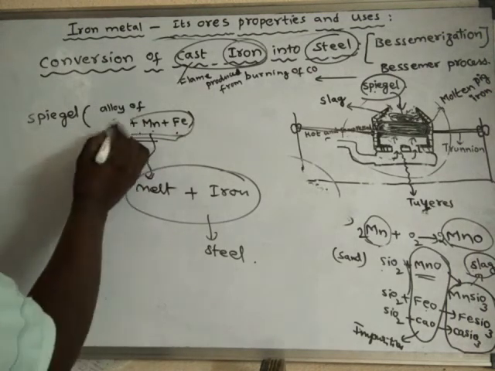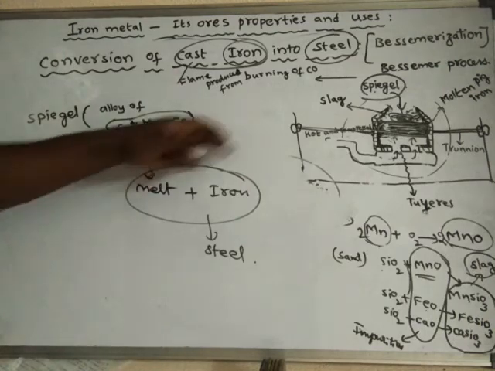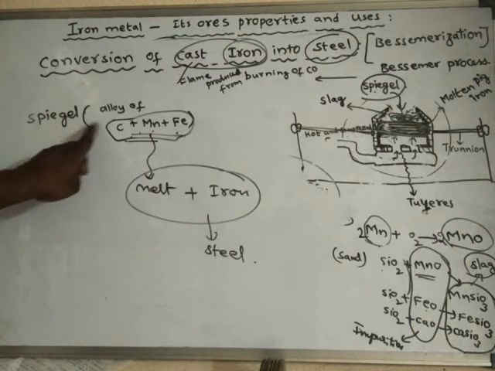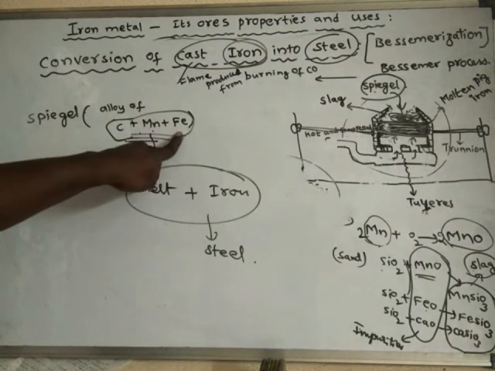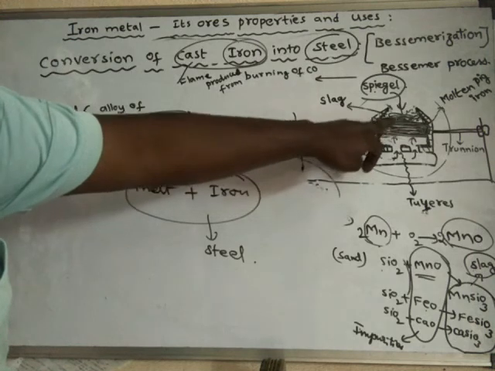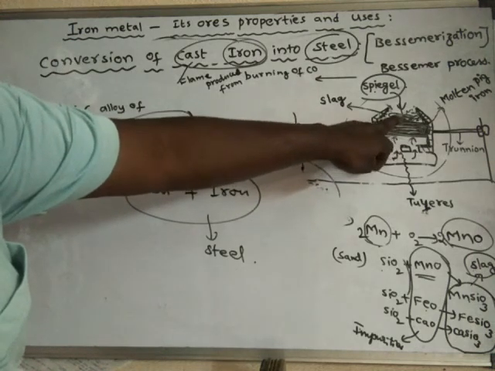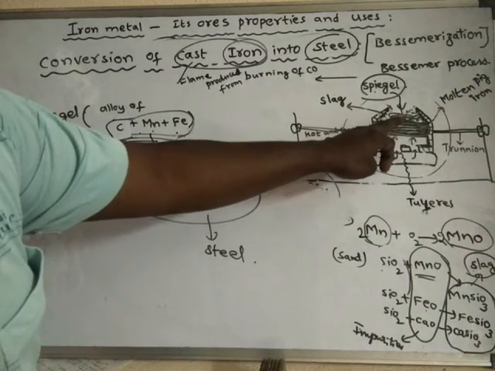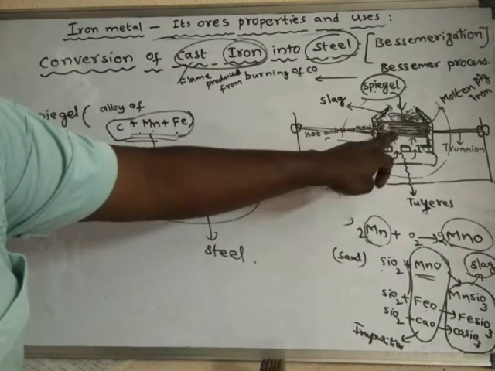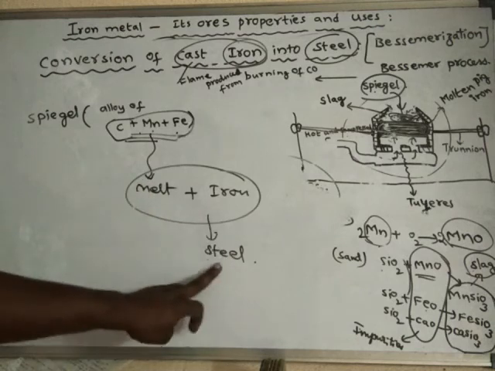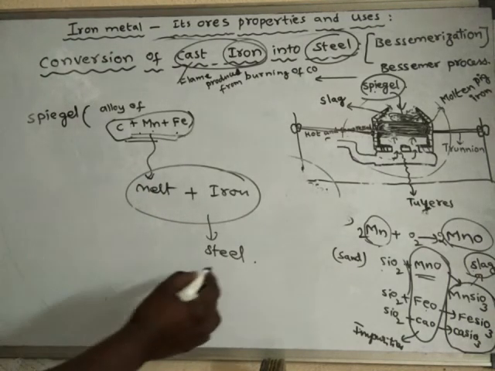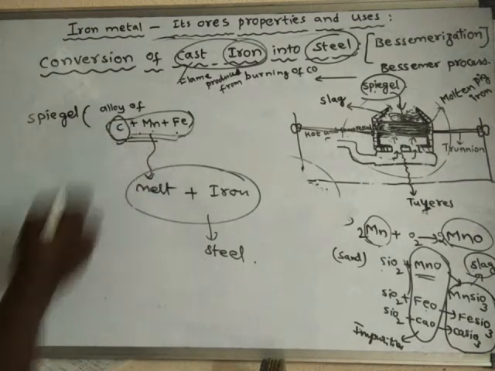So after removal of impurities we have to add spiegel, an alloy of carbon, manganese and iron. Next we have to melt this spiegel, so to melt it, again we have to supply oxygen. When the spiegel is melted, it will mix up with the iron and that mixture is said to be steel. That steel has the desired amount of carbon.